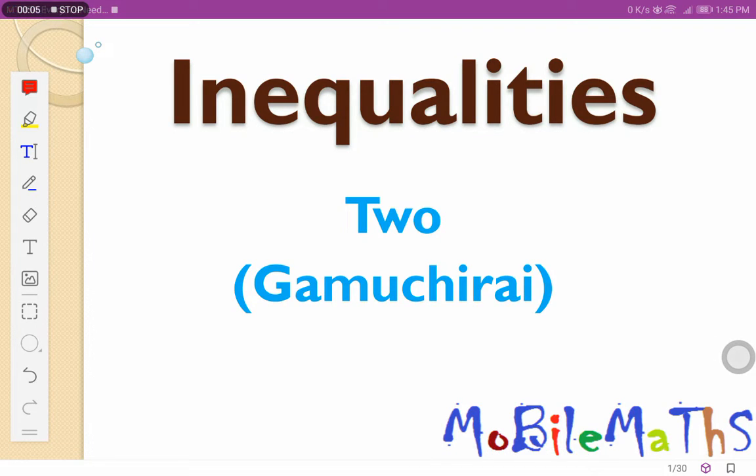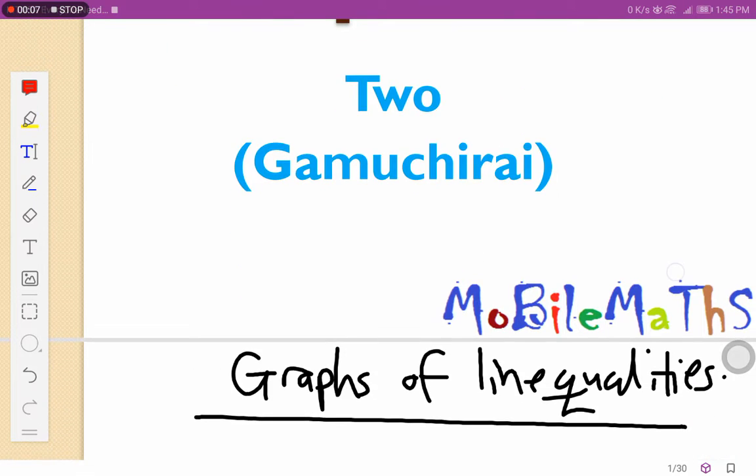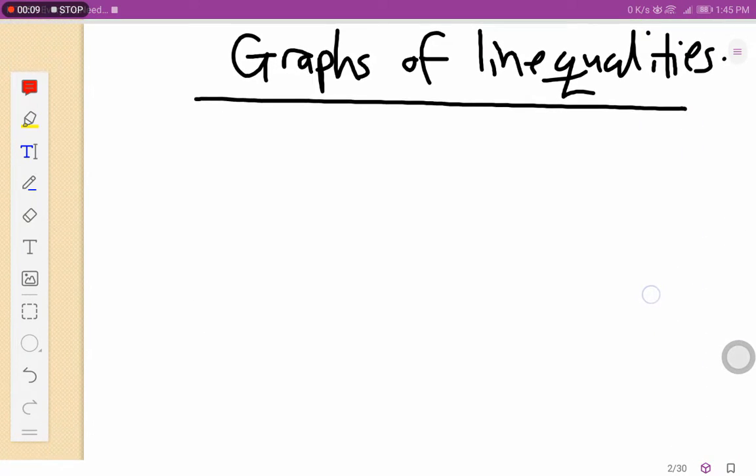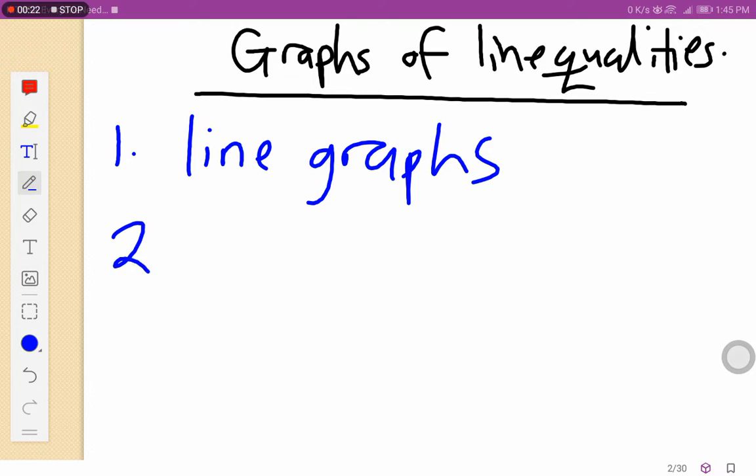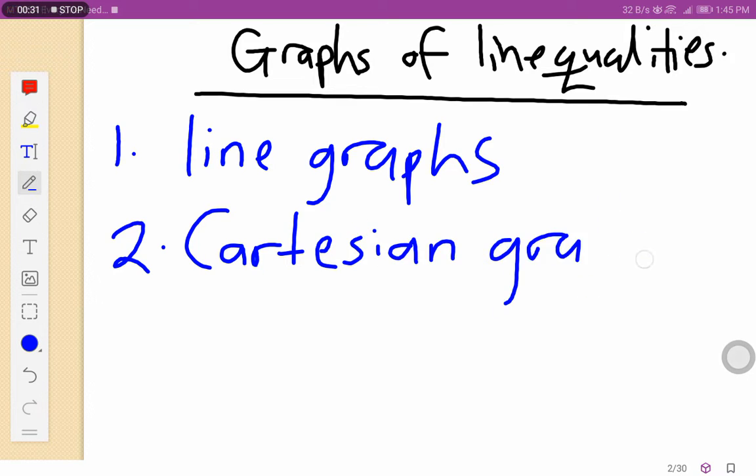Today we are looking at inequalities 2, whereby we are going to draw our inequality equations on graphs. We have got two types of graphs. The first one is the line graphs. Then the second one are the Cartesian graphs. Okay. So for starters, today we are going to look at line graphs.